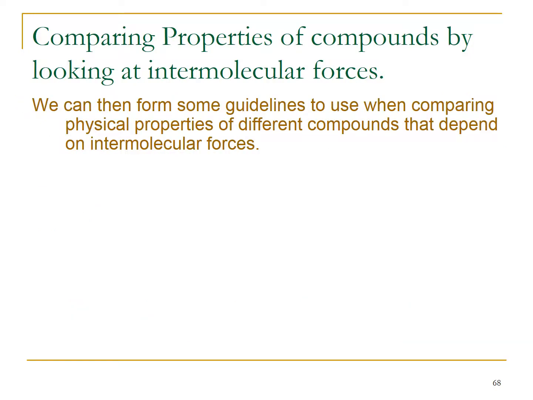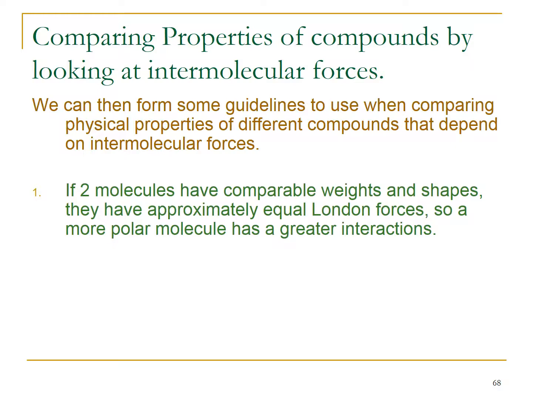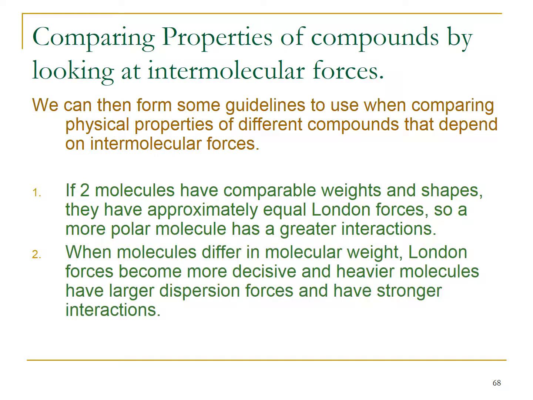So we have to have some guidelines as to how we compare physical properties of different compounds. The first thing you want to do is look at the two molecules in question. If they have comparable weights and shapes, that means they have approximately equal London forces, so a more polar molecule will have a stronger interaction. If molecules differ in molecular weight, London forces become more decisive, and a heavier molecule has a larger dispersion force and stronger interactions.